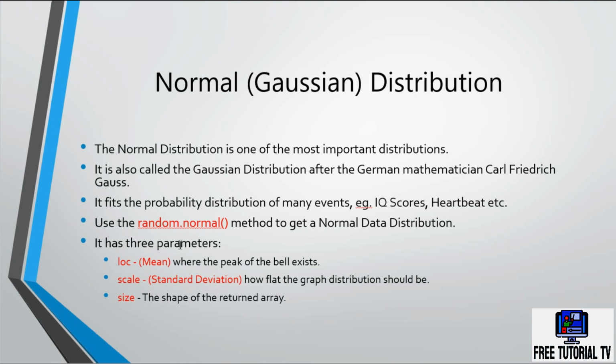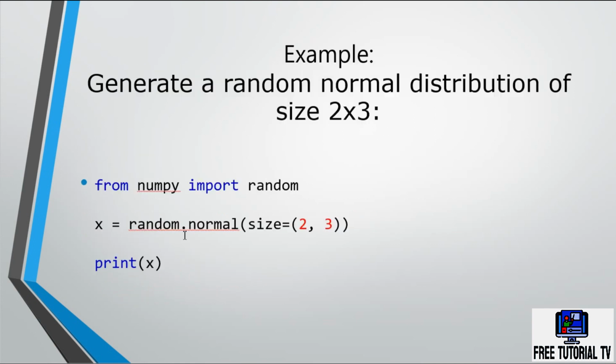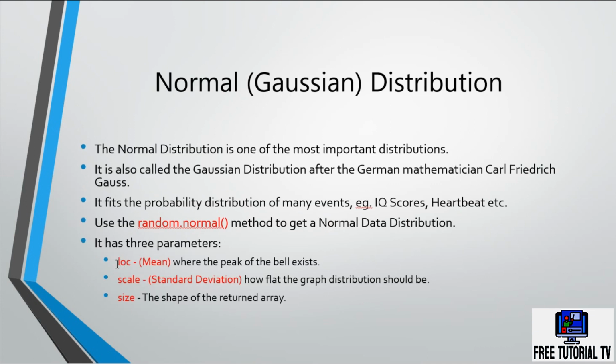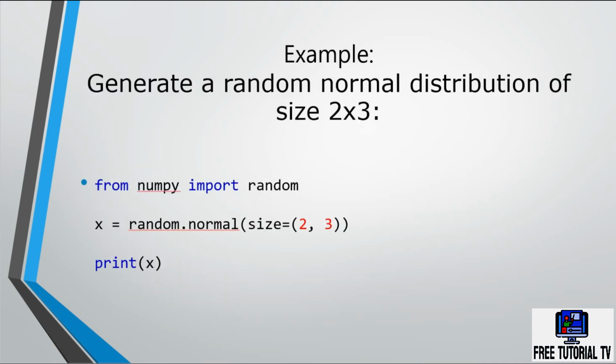For a normal Gaussian distribution, you can see that there are three parameters required: a mean, which is called loc, a standard deviation, and the size of the returning array. Let's go and see the example.